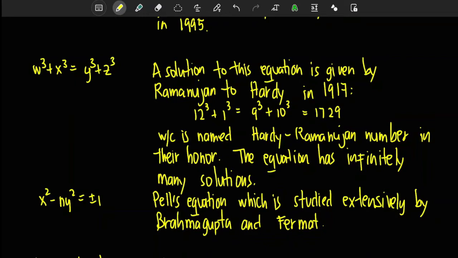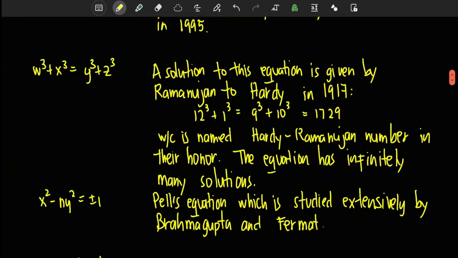This can be written in two ways as a sum of cubes. One is 12 cubed plus 1 cubed and the other is 9 cubed plus 10 cubed. That's why this number is more popularly known as the Hardy-Ramanujan number. Actually, this equation has infinitely many solutions.